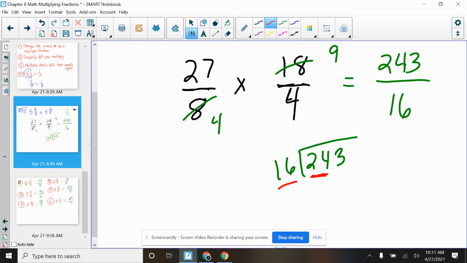I wouldn't say 2. That would be too many. Just one. Because if I have 2 16s, how many is that gonna give me? That would give me 32, okay? So I'm gonna tell you, only one is gonna fit, all right? 1 times 16, everybody, is 16. Now it's time to subtract.